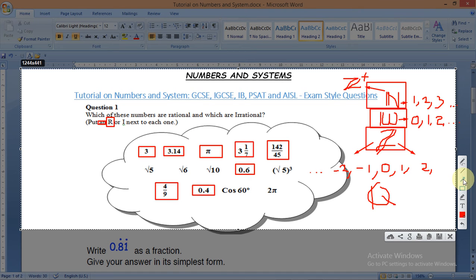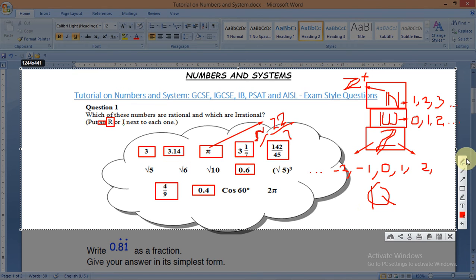Guys, pi is not 22/7. It's just approximately 22/7. Pi is not 22/7, it's approximately 22/7. So we use this symbol for approximately. Okay, so pi. Then anytime you have a non-perfect square, you know what perfect squares are.